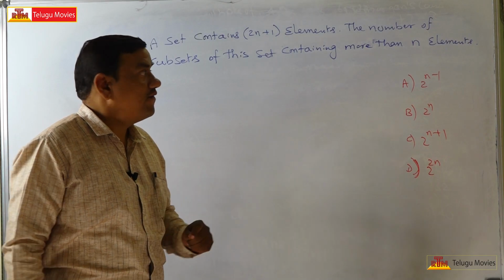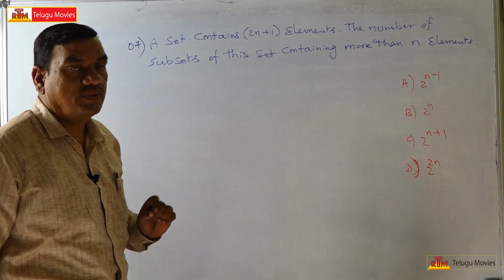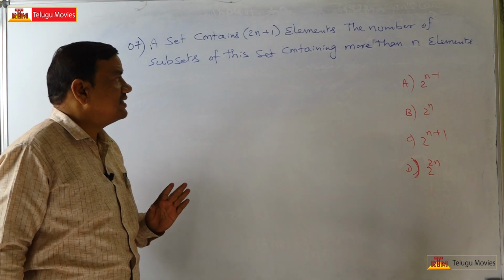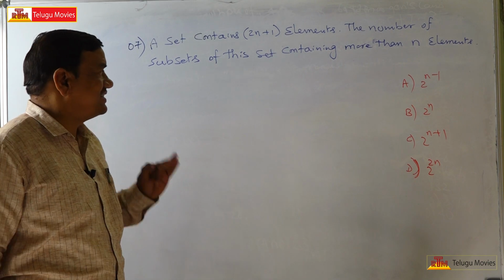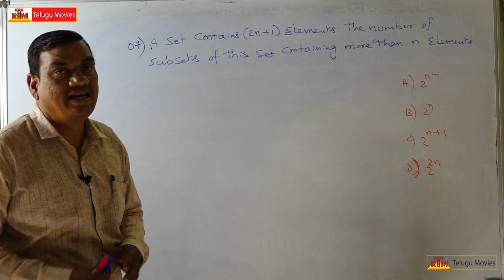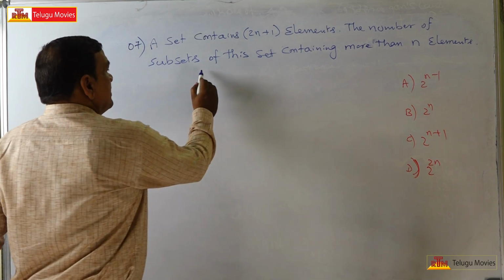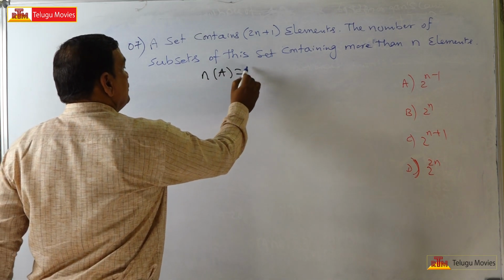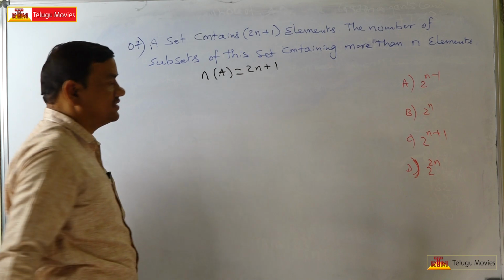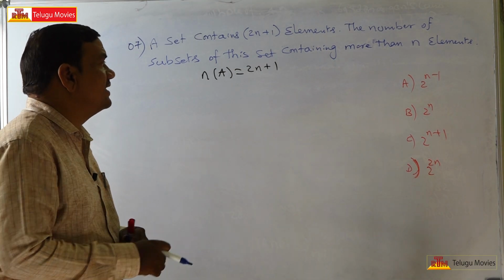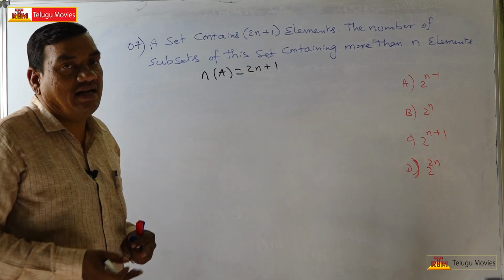Dear students, welcome to the 7th problem. A set contains 2n plus 1 elements, then the number of subsets of this set containing more than n elements is. Let your set be A, that means A contains 2n plus 1 elements. You want the number of subsets of this set containing more than n elements.